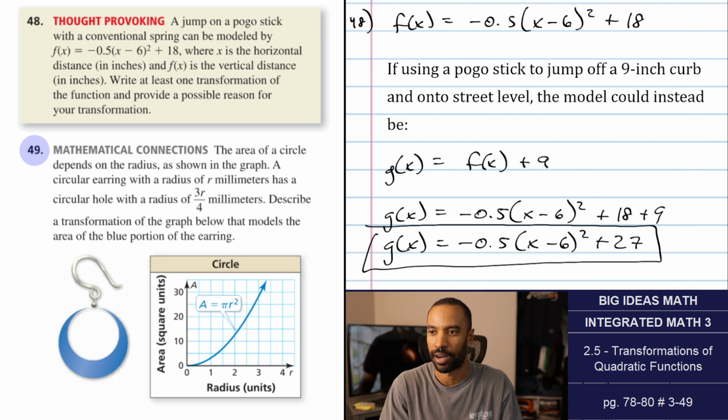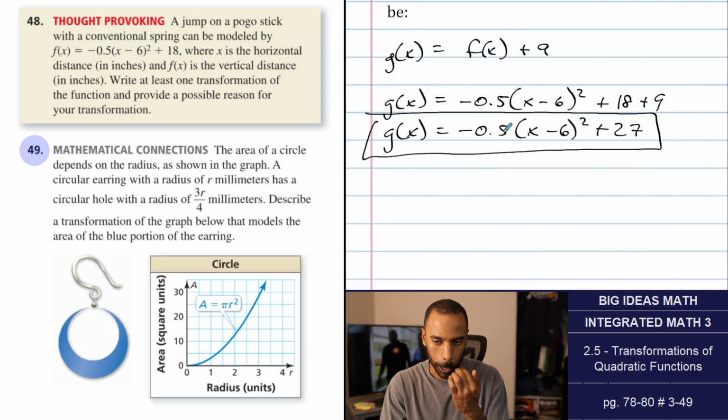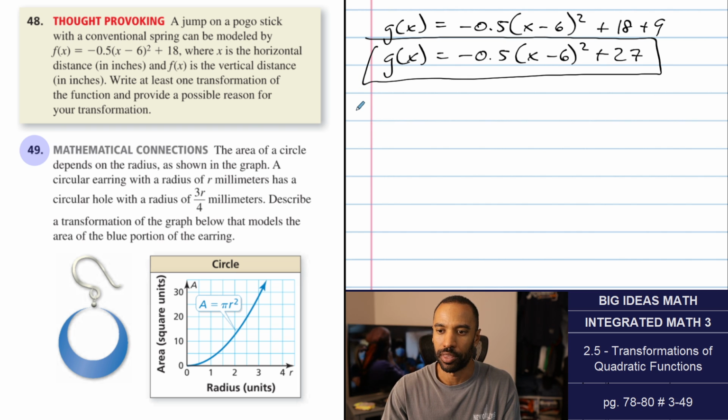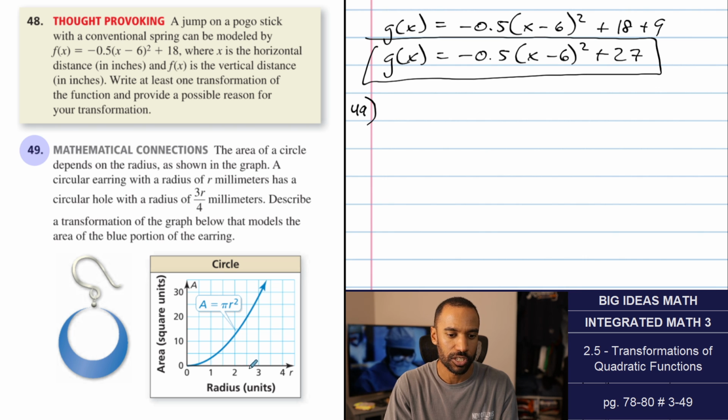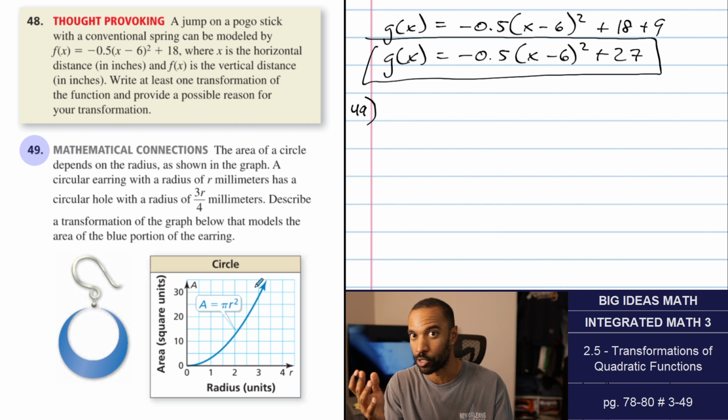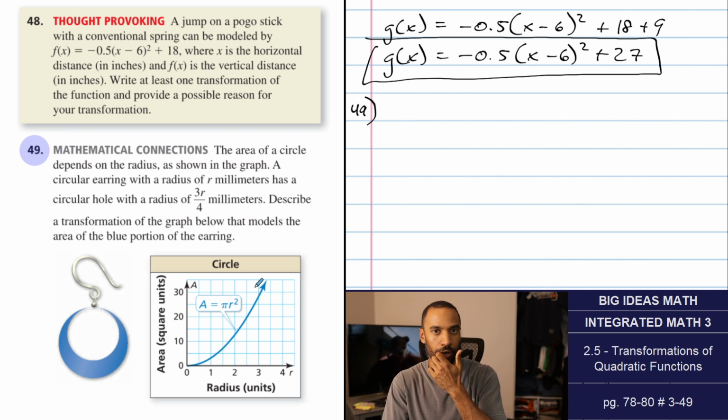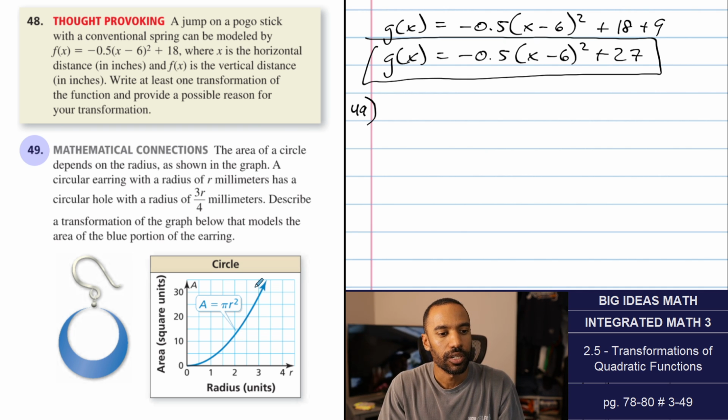Number 49, mathematical connections. The area of a circle depends on the radius as shown in the graph. By the way, that's not a circle. What they're saying is as the radius goes up, the area goes up as well, but area increases more than the radius does. A circular earring with a radius of r millimeters has a circular hole with a radius of 3/4 r millimeters. Describe a transformation of the graph below that models the area of the blue portion of the earring.